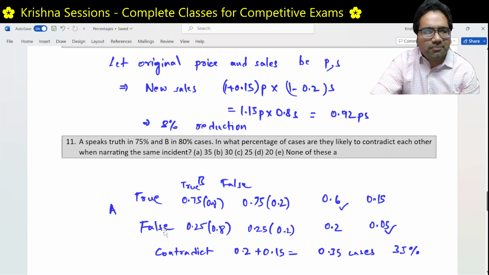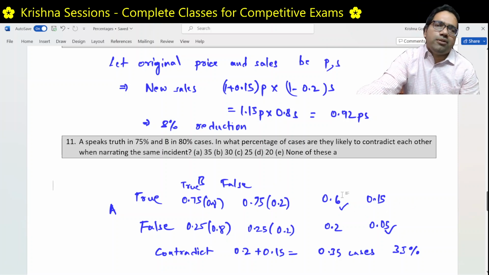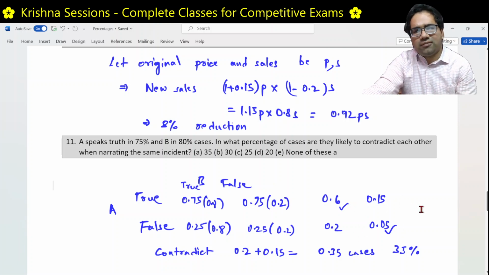So the matrix will become 0.6, 0.15, 0.2, and 0.05. All of this should become 1. Okay, the total of 0.6 plus 0.15 plus 0.2 plus 0.05 is equal to 1.